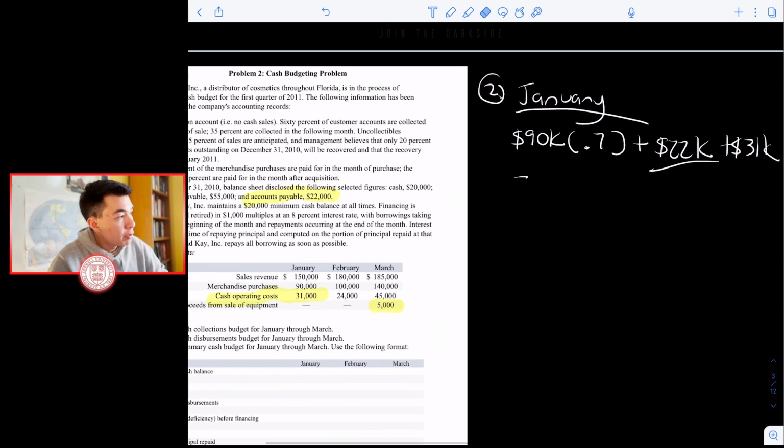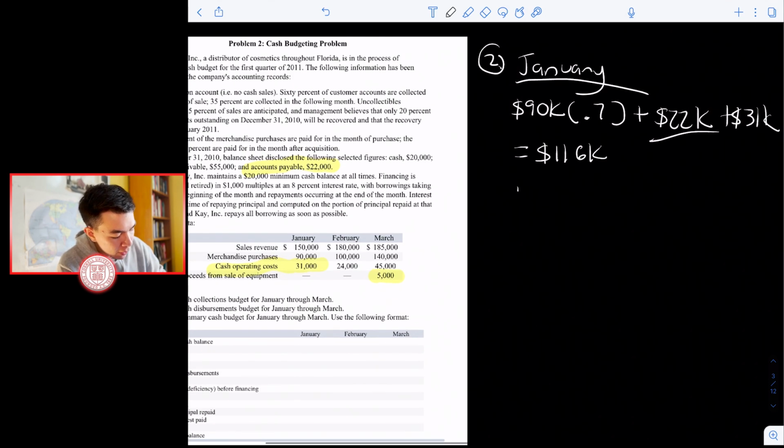So when we add that up, we get a grand total of $116,000. So I'm gonna write that down, 116K. And I'm just gonna do that for every single month.